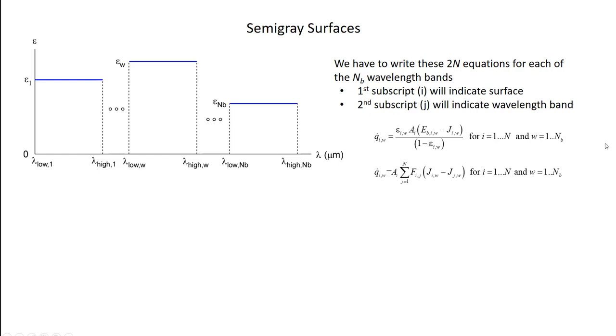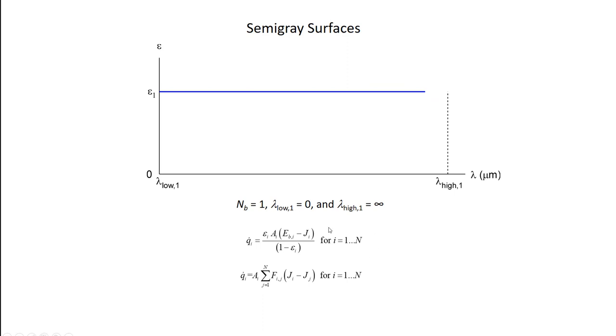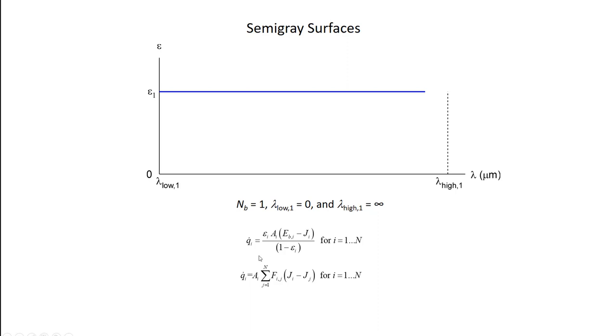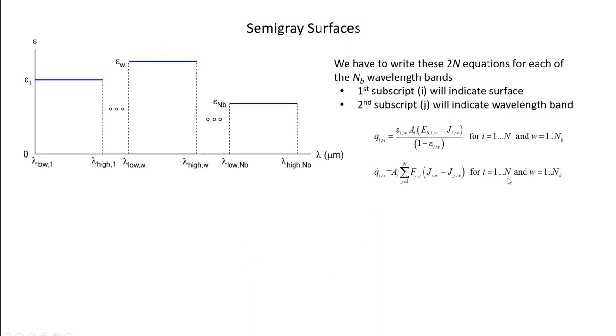So that's what this looks like right here, right? I have these same 2n equations, but now I'm going to write them for each wavelength band. So you'll see here, I'm writing this set of equations right here for every surface and for every wavelength band. And the same thing for the second set, right? Here's the second set of equations. I'm going to write those for every surface, and I'm going to write them for every wavelength band. So wherever you see an i here, that's indicating the surface, and wherever you see a w here, that's indicating the wavelength band. This j should really be a w, I'm sorry.